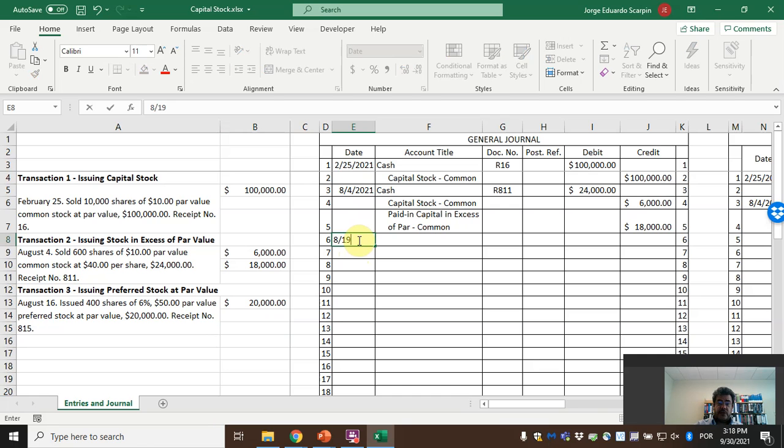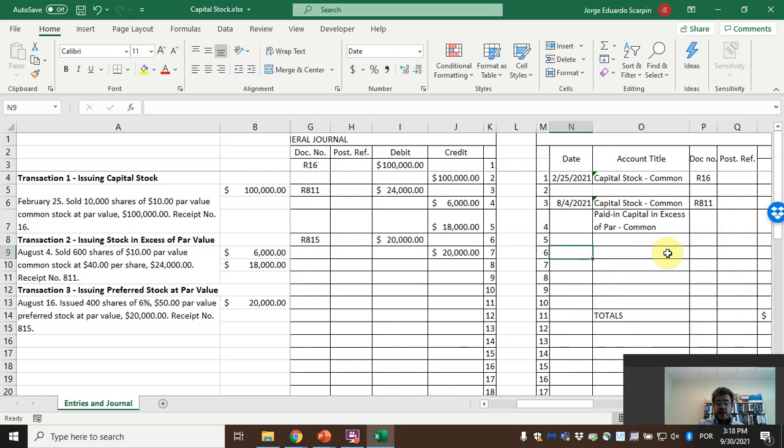August 16th, cash and capital stock. However, it's not common stock anymore. It is preferred stocks. Receipt 815. How much? 20 and 20. Debit, cash, credit, capital stock, preferred.